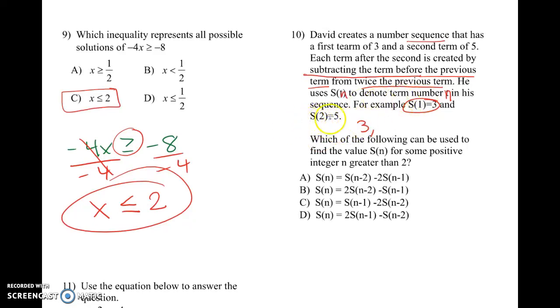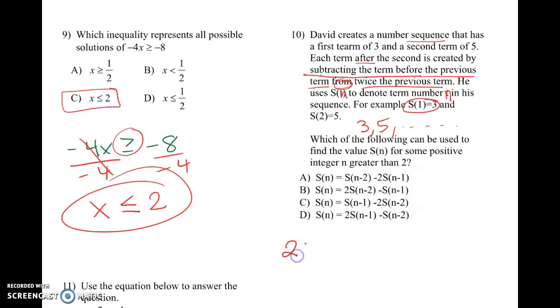Then my next term, s sub 2, is 5. And then how do I find these other ones? Well, it says each term after the second is created by subtracting the term before the previous term from twice the previous term. So let's just kind of outline what that means. So you're subtracting something from twice the previous term.